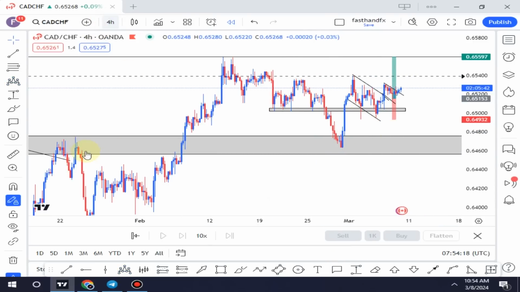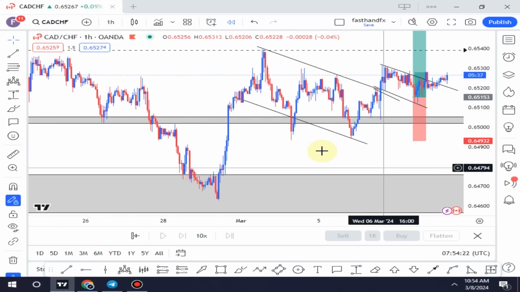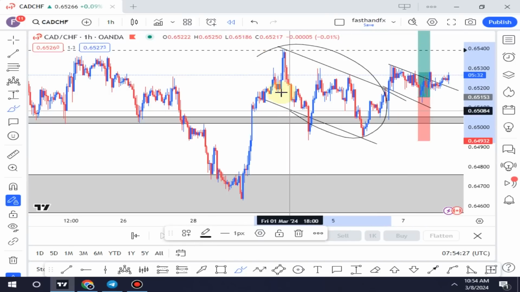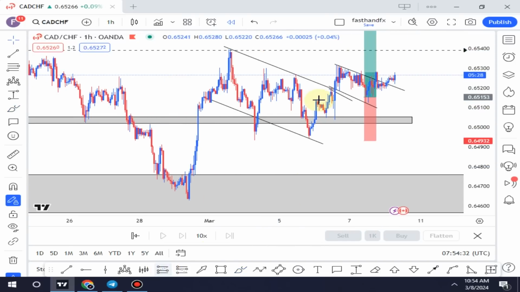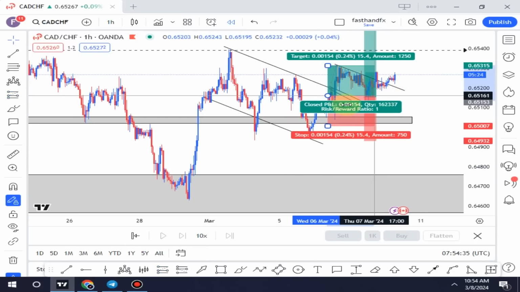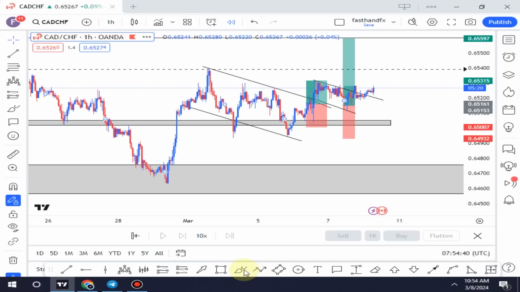Let me take you back to the H1. Now on the H1, the price broke out of this bullish flag once again, and then guess what? I made my entry right here, I believe, right there. But the market is crazy. We just need to respect the market.